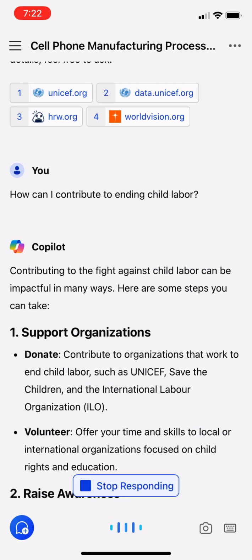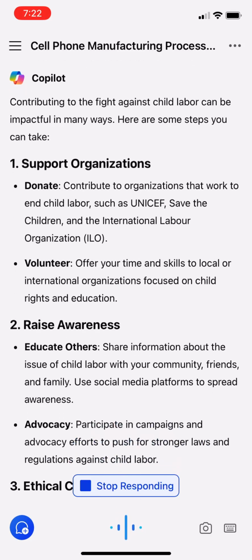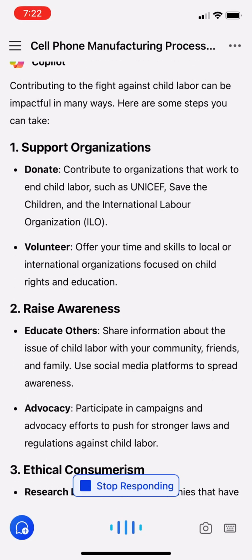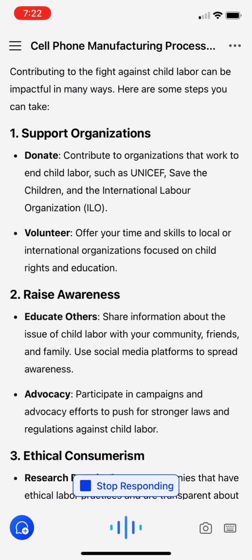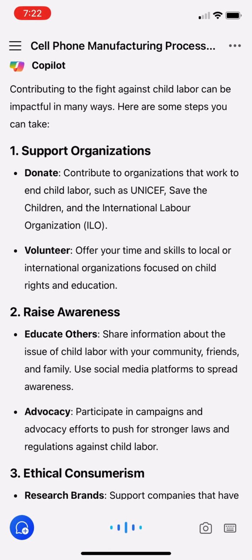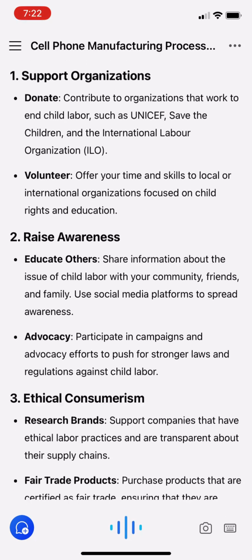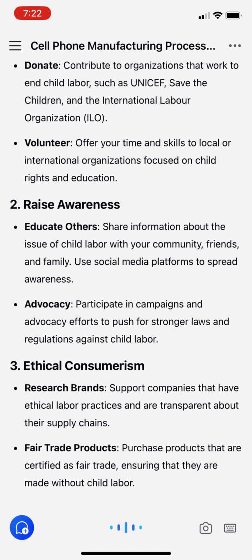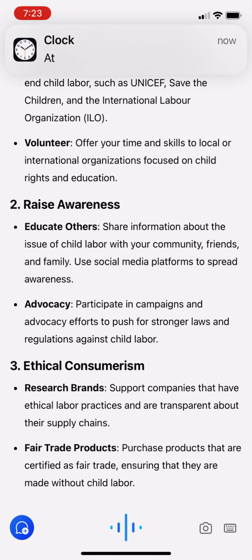Contributing to the fight against child labor can be impactful in many ways. Here are some steps you can take. 1. Support organizations. Donate. Contribute to organizations that work to end child labor, such as UNICEF, Save the Children, and the International Labour Organization (ILO). Volunteer. Offer your time and skills to local or international organizations focused on child rights and education.